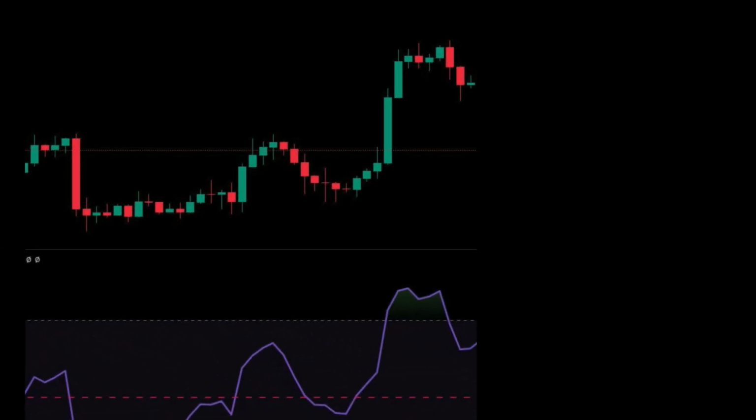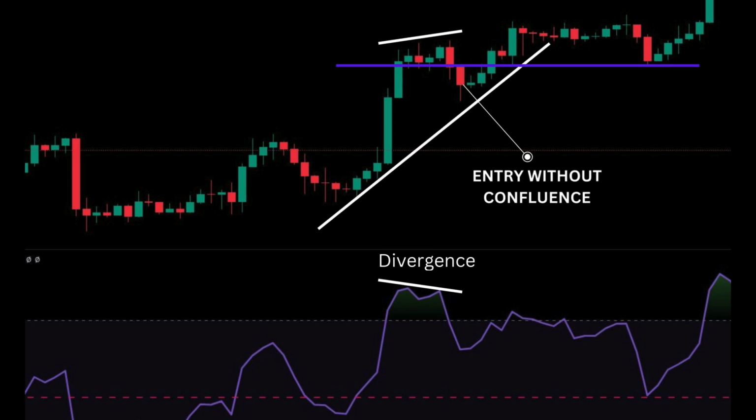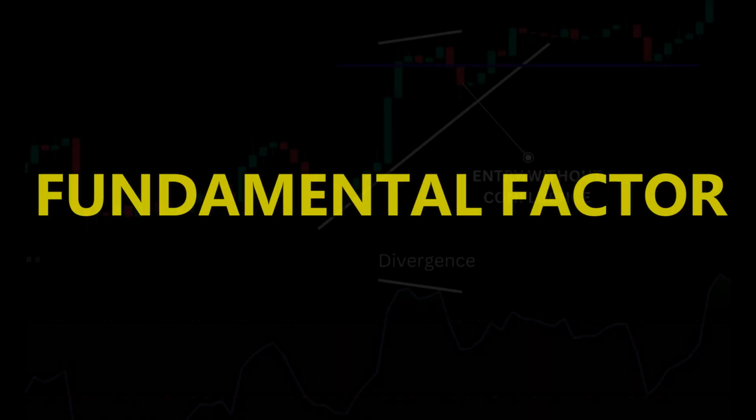But with divergence there is one big problem. Over here we have a clear divergence, which means a pullback. But instead of that, the price ended up going long. That is because of not having confluence. One of the most important confluences, which is often ignored by many, is a fundamental factor. Let me show you what I mean.